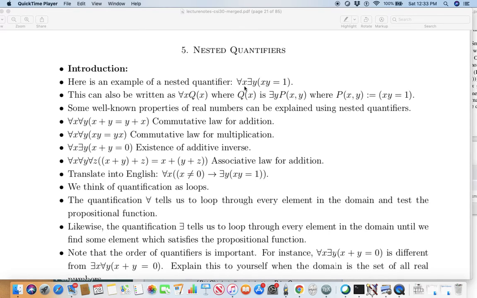For all x, there exists y such that xy equals 1. So you see, for all x, or for every x, that's one quantifier, for every. And then there is here, there exists y. That's another quantifier, there exists. So the term nested means quantifier within quantifier.